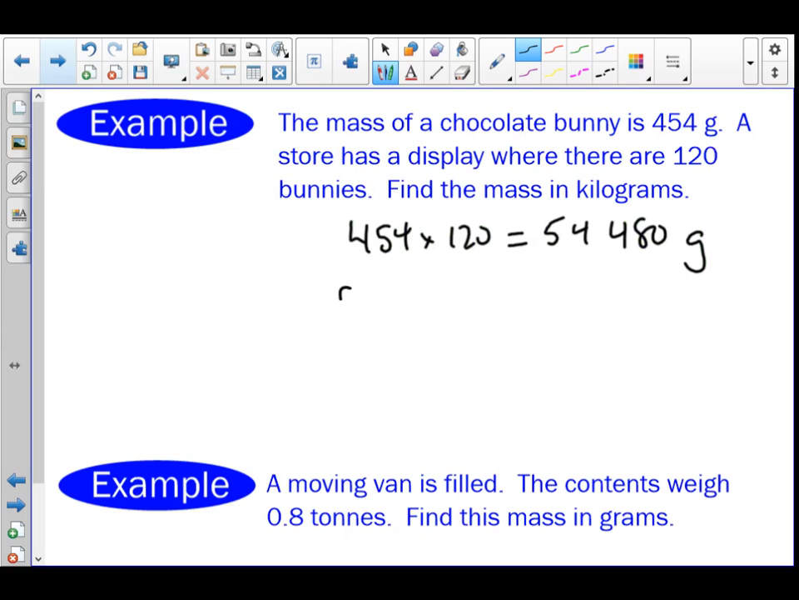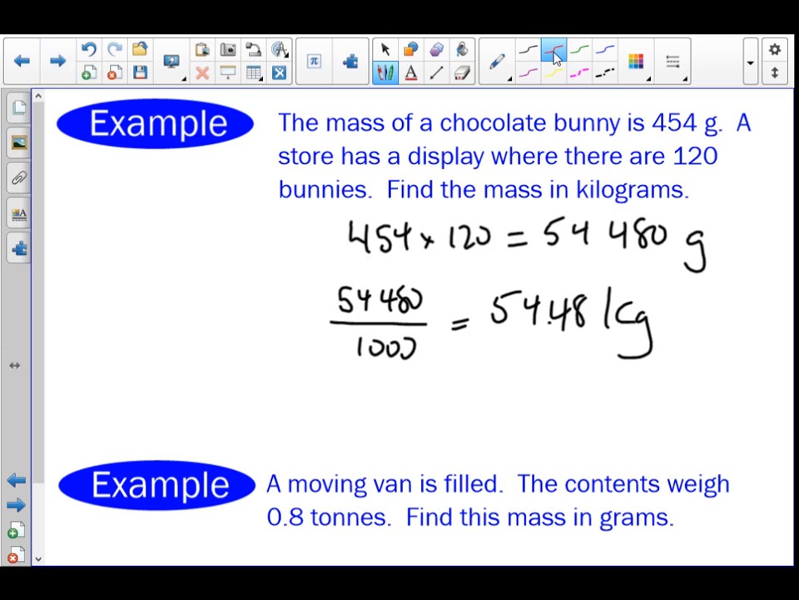So it's going to be 54,480 divided by 1,000, which is going to give us 54.48 kgs. Once again, show your work. There's 2 steps here. You got to show the steps to get the marks. Something like this on a test is probably worth 4 marks. You know, you're probably going to get a mark for this, a mark for this, a mark for this, a mark for this. So show it all.